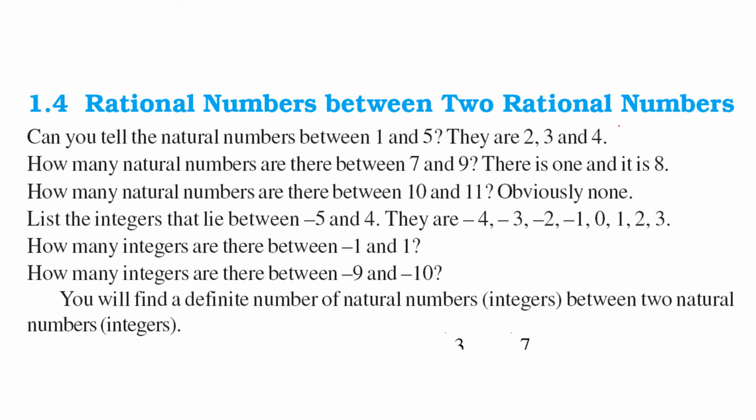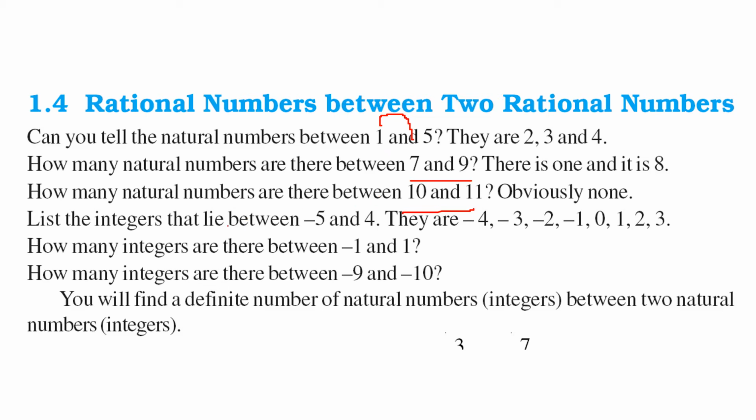Rational numbers between two rational numbers. So how many numbers are between these two natural numbers 1 to 5? You can easily count: 2, 3, 4. How many between 7 and 9? It's 8. 10 and 11? There are none, because after natural number 10, 11 will only come.